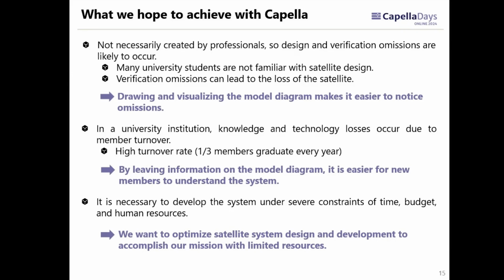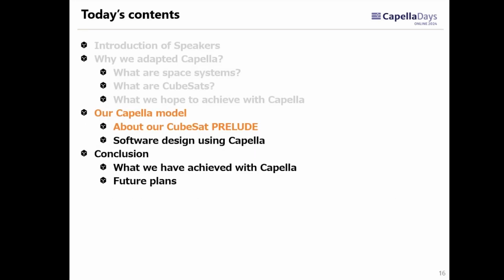Third, it is necessary to develop the system under severe constraints of time, budget, and human resources. CubeSat is small, so we don't have to consume a lot of budget, but that means we have to make it with a small amount of budget. So we want to optimize the satellite system design and development process to accomplish our mission with limited resources. Next, we will talk about our CubeSat Prelude.